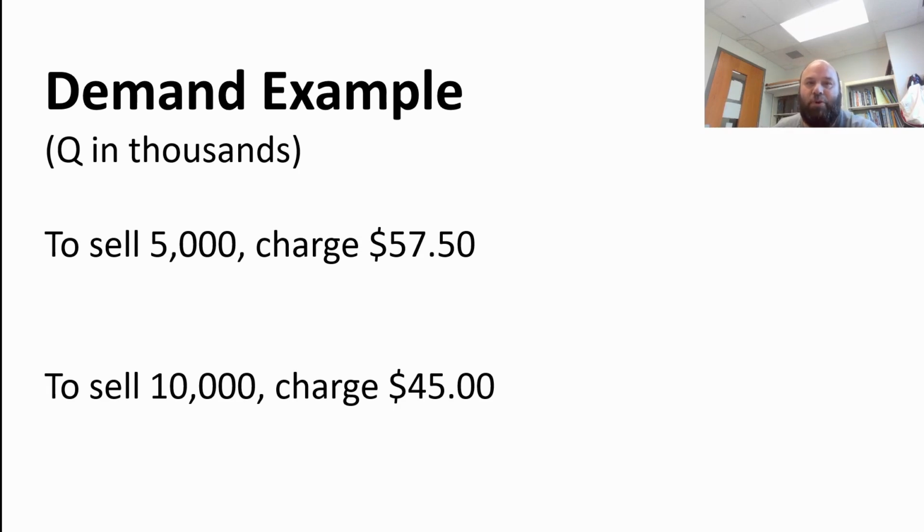So let's look at them as points. Remember, our x's are what we sell in thousands, so that means our x in the first sentence is 5, the price is $57.50.